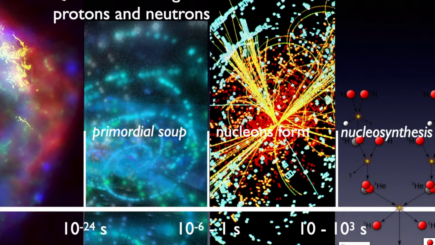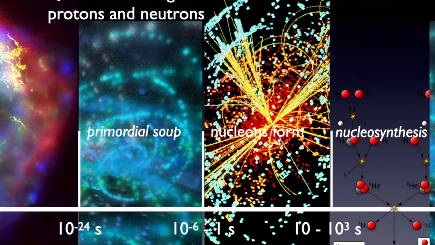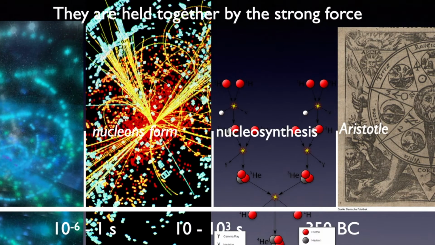Following that, at a mere 10 to the minus 6 to about 1 second after the Big Bang, quarks begin to come together to form protons and neutrons. And protons and neutrons are the fundamental things we focus on in chemistry that make up the nucleus of an atom, okay? Now, between about 10 to 1,000 seconds, these are when protons and neutrons actually start colliding with each other. Okay, and they are held together by the strong force, the nuclear force or the strong force.